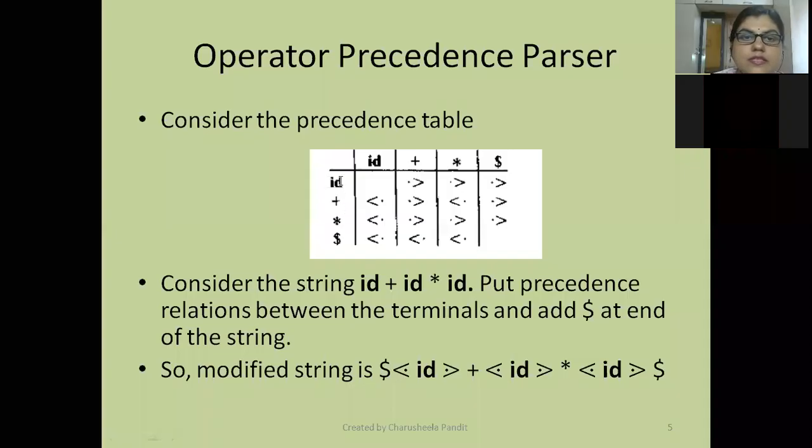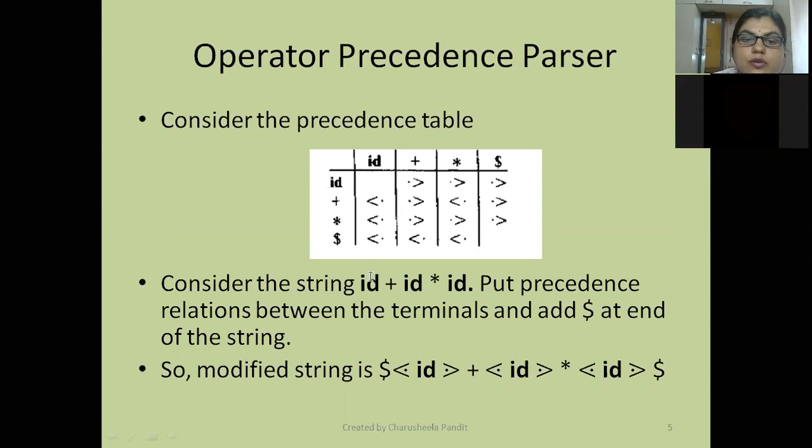Okay, so this is how this operator precedence table works. Now consider this string: id plus id into id. We have to modify this string by adding a dollar before the beginning and after the end of the string. So you will get the modified string as dollar, then everything here, and at the end a dollar. And we have to put the precedence operators between each pair of terminals, as we have seen with a_i and a_(i+1).